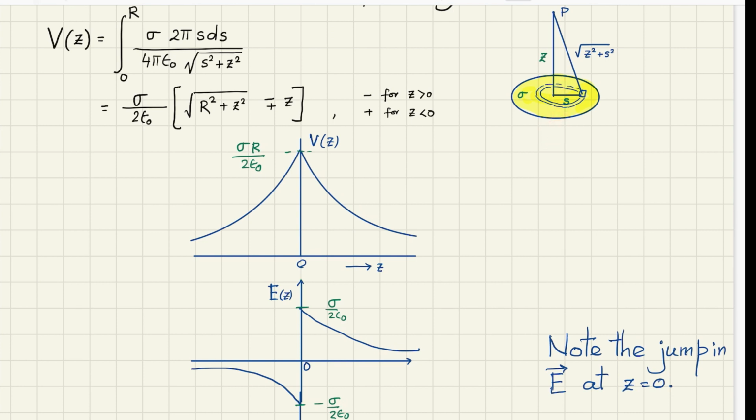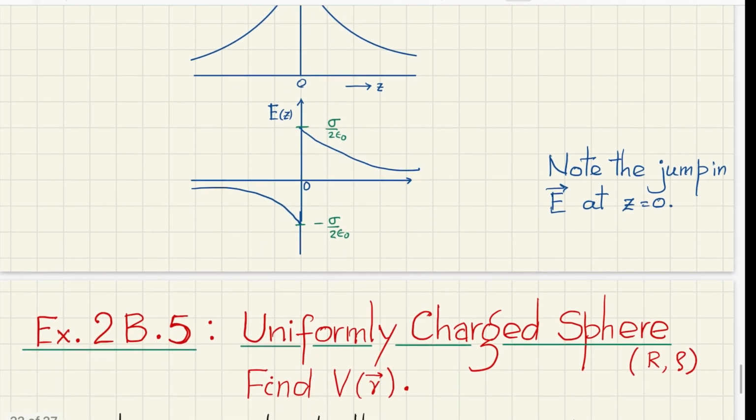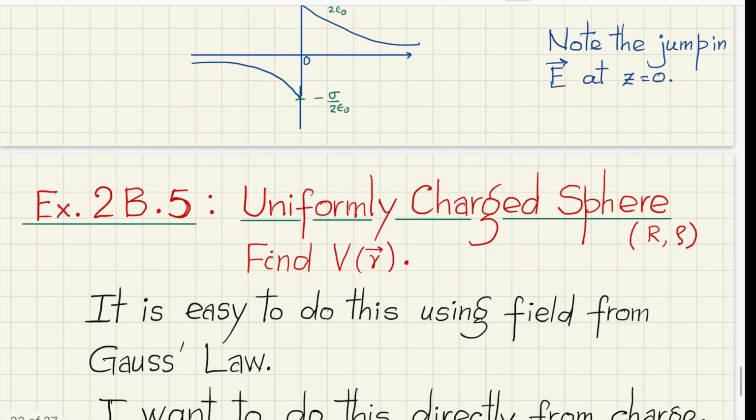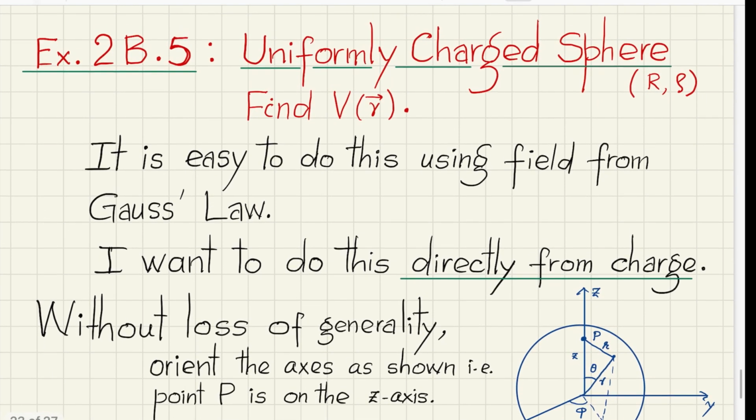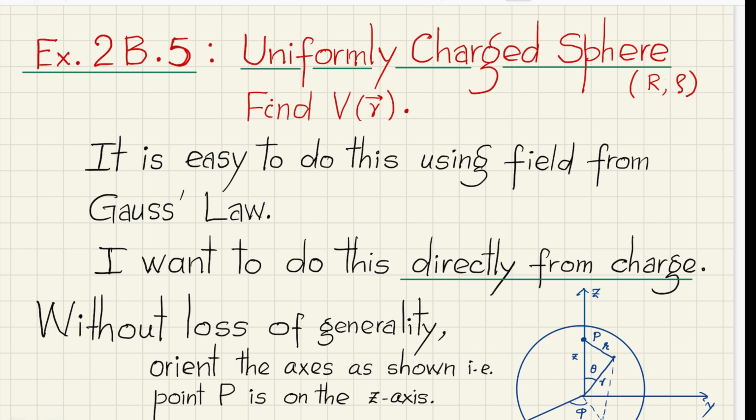All right, let me take the standard case of a uniformly charged sphere, let's say of radius r, uniformly charged, and you want the potential V as a function of r. Now, it is very easy to do this using the field from Gauss's law, because it's such a nice symmetric object. But I want to do this directly from charge. So, without loss of generality, I take the point of my interest P on the z-axis.